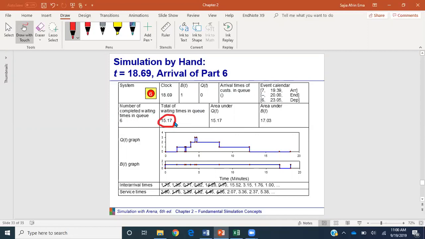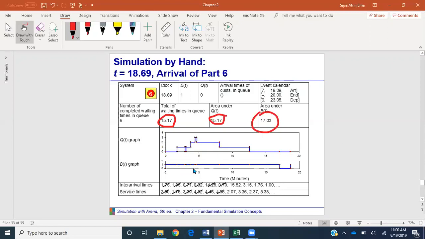Total waiting time in the queue is 15.17. Area under QT is 15.17. Area under BT is still 17.03, because exactly at 18.69 minutes the BT increased to 1, but the area is still 17.03.